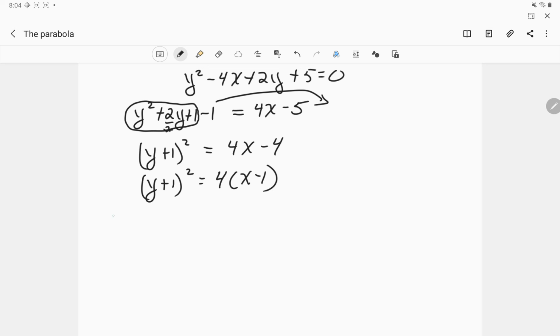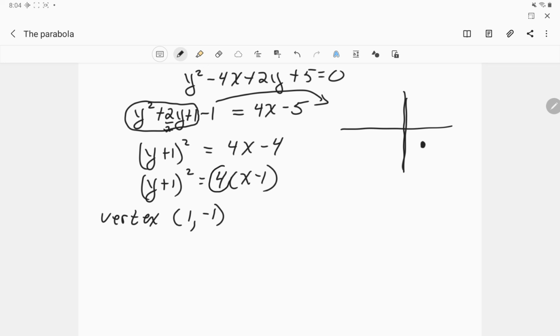All right, so my vertex is going to be 1 and negative 1. That's my vertex. And again, they didn't ask me to draw it, but I'm going to anyway. The vertex is 1 and negative 1, so it's right here. Because the y is the thing that is squared, I know it either opens left or right. I'm not sure which yet, but I know it opens left or right.